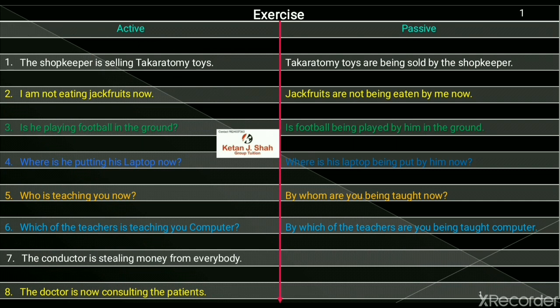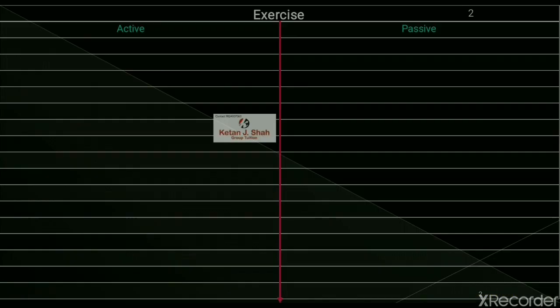Seventh, the conductor is stealing money from everybody becomes money is being stolen from everybody by the conductor. Eighth, the doctor is now consulting the patients becomes the patients are being consulted by the doctor now.